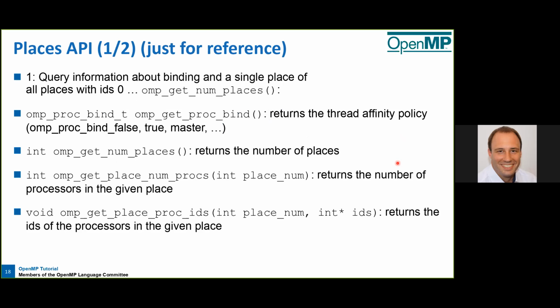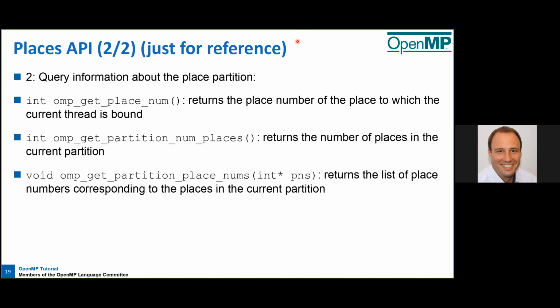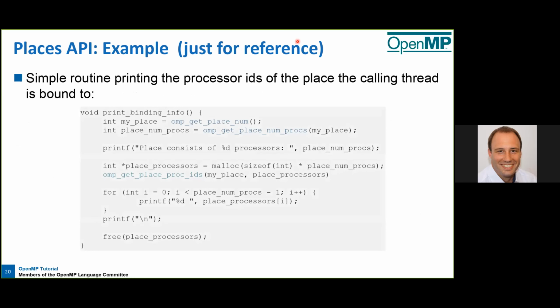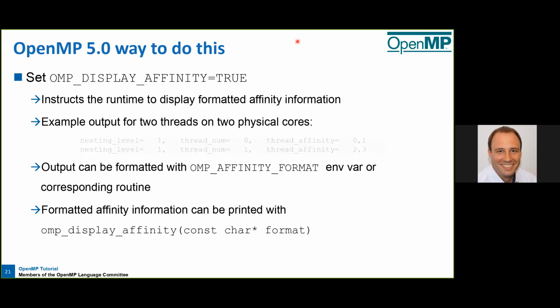On my slides, you see here just for reference, I don't want to talk about it, I have a few API calls that actually help you to work with the places. I don't want to go into detail here, because there are better utilities. This is what I used to present when OpenMP 4 had just been released. And now, to understand how the runtime binds our threads to actual physical parts in the machine, we have a nice OpenMP 5 way to do this.